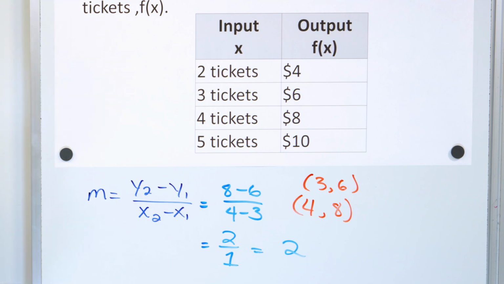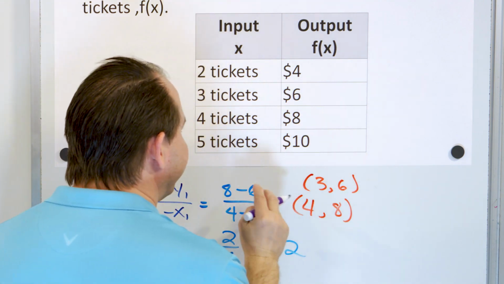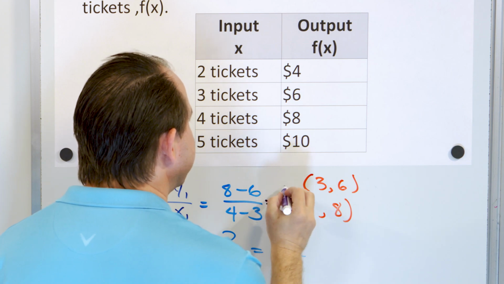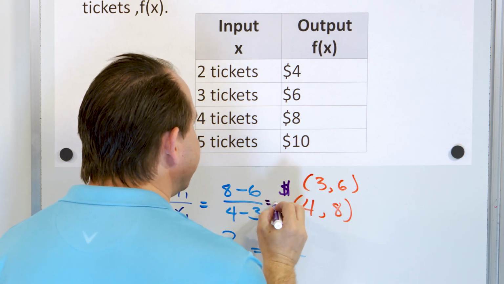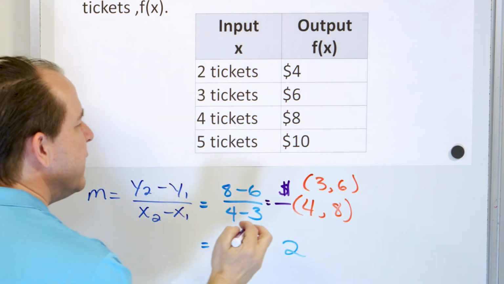But let's think about what it actually means, okay? What we have subtracted here is dollars because we were subtracting these numbers. So on the top, it was dollars. So I'll put here for the units, it was dollars subtraction per, and then what were we subtracting here? Tickets, the number of tickets. So this is tickets.